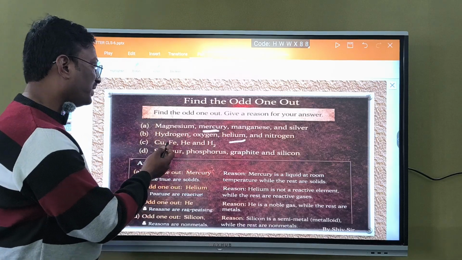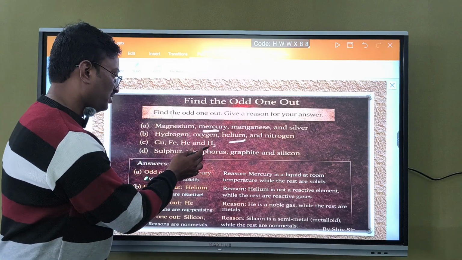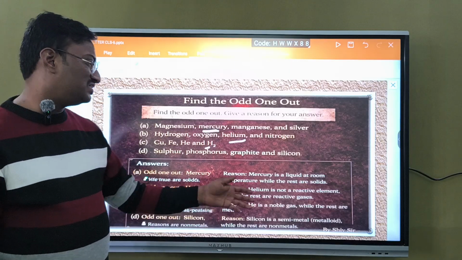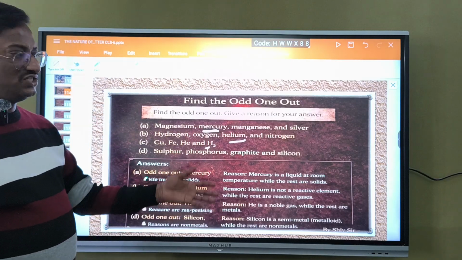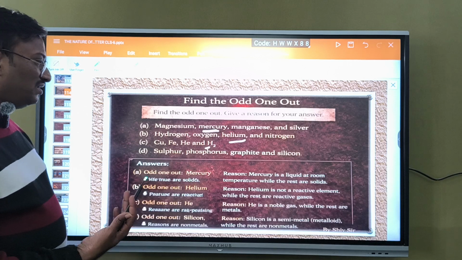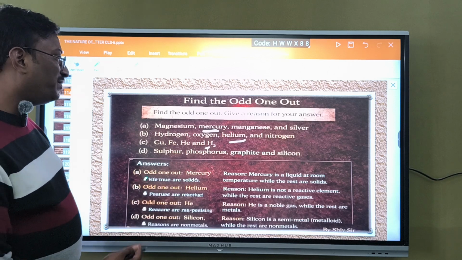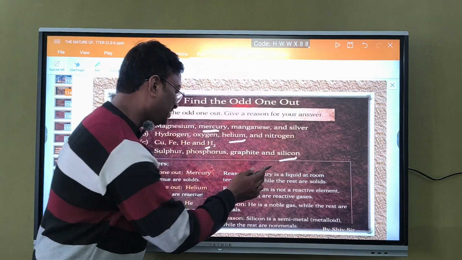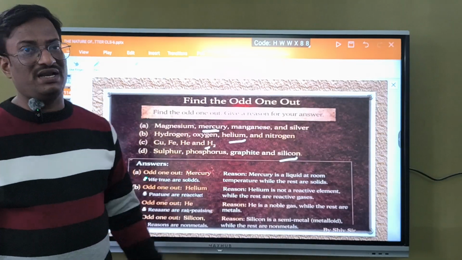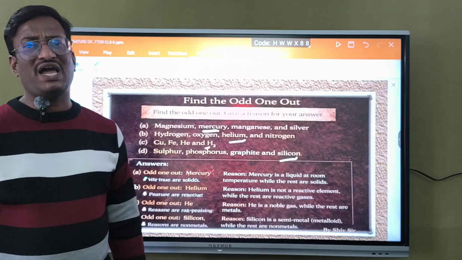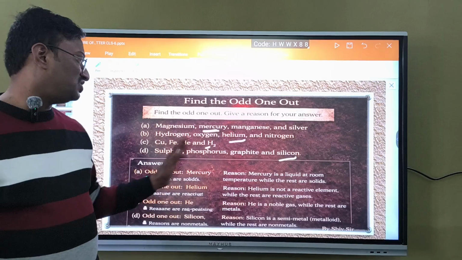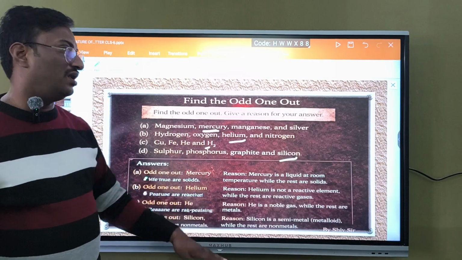Next, copper, iron, helium and hydrogen. Here also helium, because helium is a noble gas and the rest are metals. Sulfur, phosphorus, graphite and silicon. The odd one is silicon. Silicon is a semi-metal, called a metalloid. It has both metal characteristics and non-metal characteristics. The remaining are non-metals.